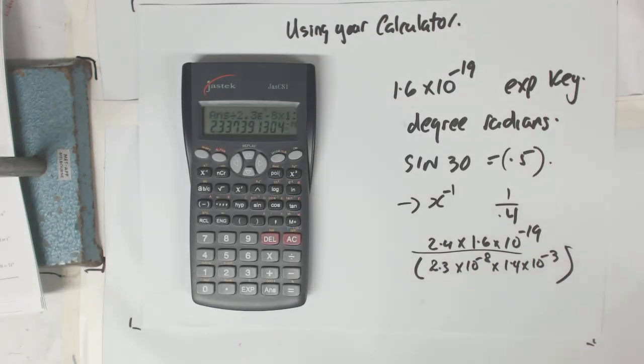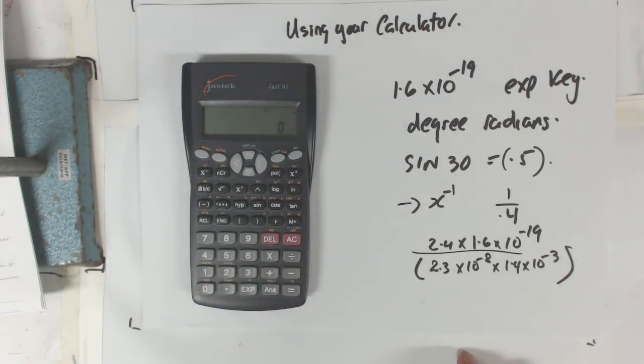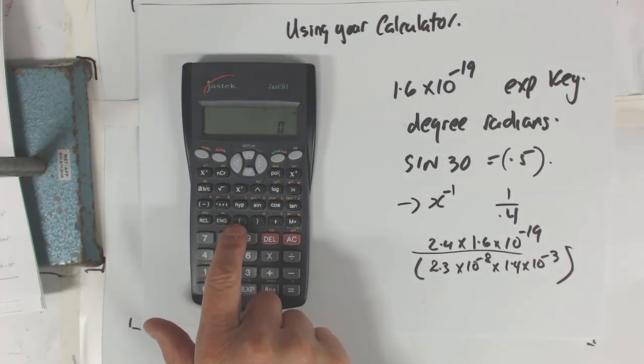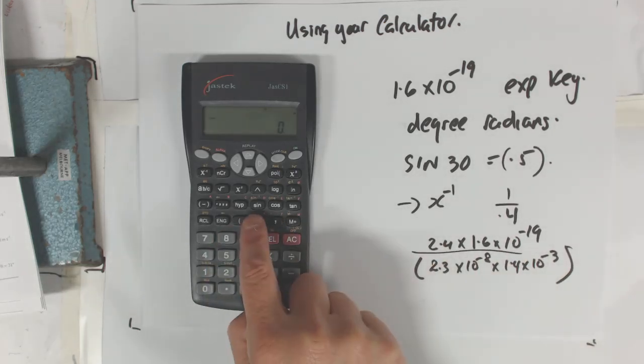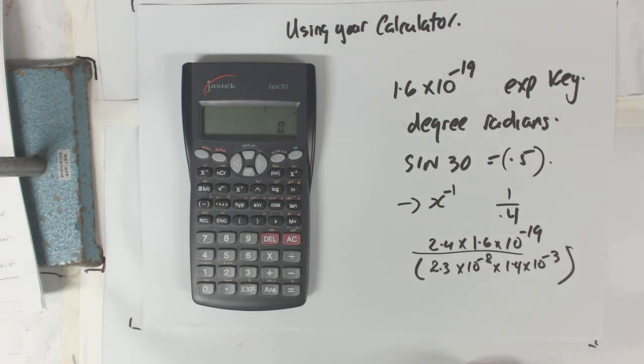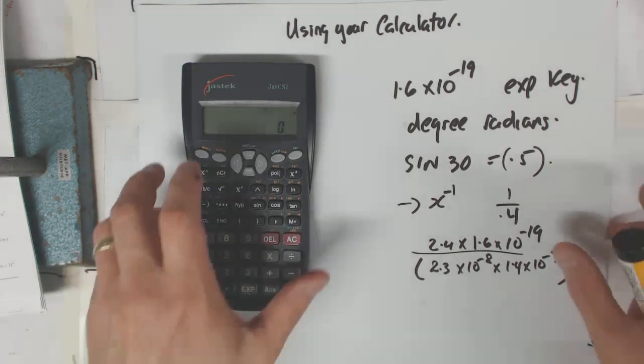You need to put this in brackets. When you do the top line, then you open your brackets, write in this bit, then you close your brackets, then you push equals. That is the way to do it, and I'll tell you why.